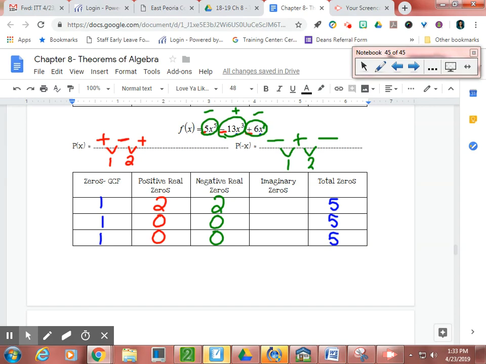So then the imaginary roots are filling in the gap. So if this is line 1, we need these 4 numbers to add up to 5. Well, they already do without anything, so this would be 0. Line 2, we would need 4 here. This one would also need 4, but this is just a repeating row, so we really didn't need this.